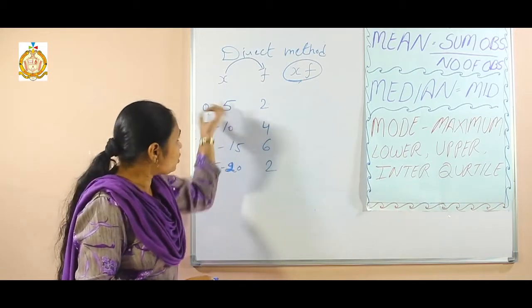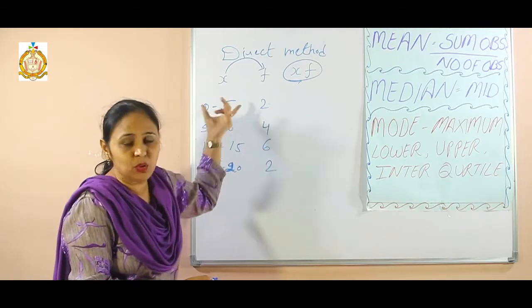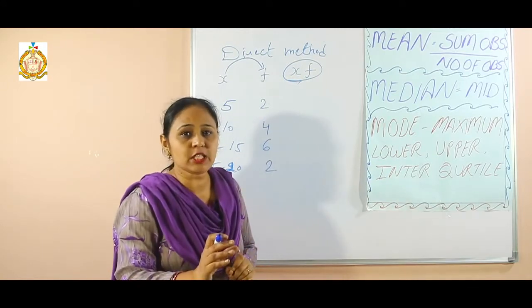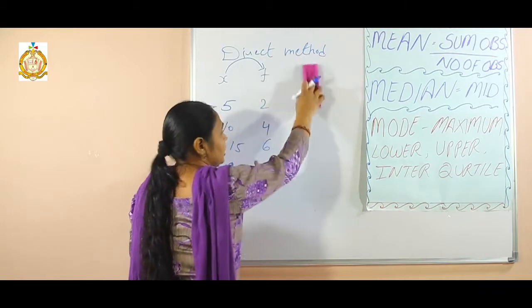Okay, now what to do? Now it is not possible to multiply 2 with 0 and 5 because 2 values are there. Then what do we have to do? We will find the class mark. Okay, now we first find the class mark here.